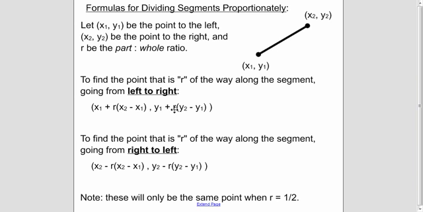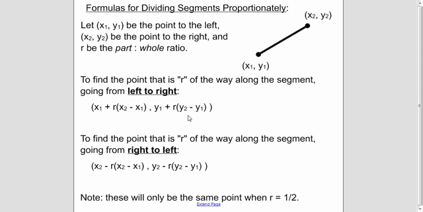And so in general, we can use these formulas. If r is a ratio that compares part of the segment to the entire segment length, we can use one of these two formulas. If we're going from left to right, where x1, y1 is the point on the left, we start with x1, and we add the product of our ratio and the difference of the x's. Now, it's important that you start with x2 and subtract x1. And the same for the y's.